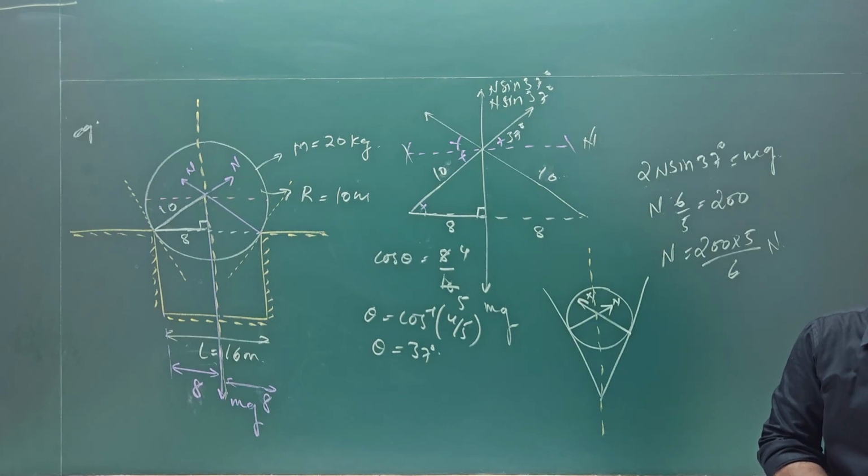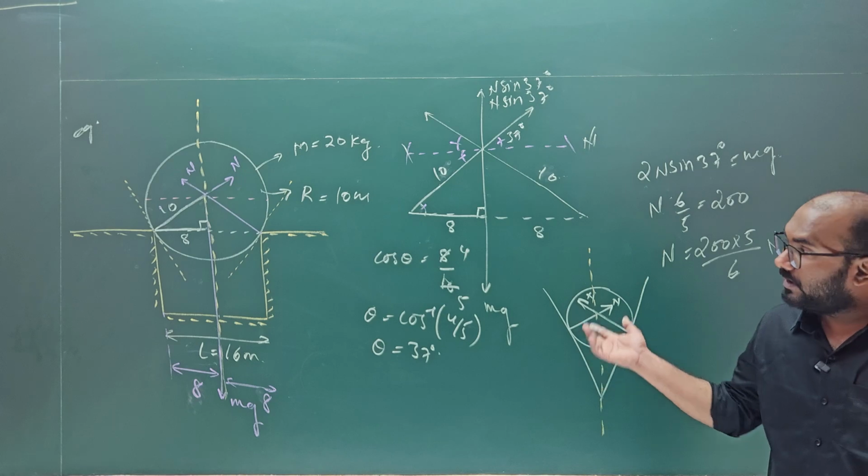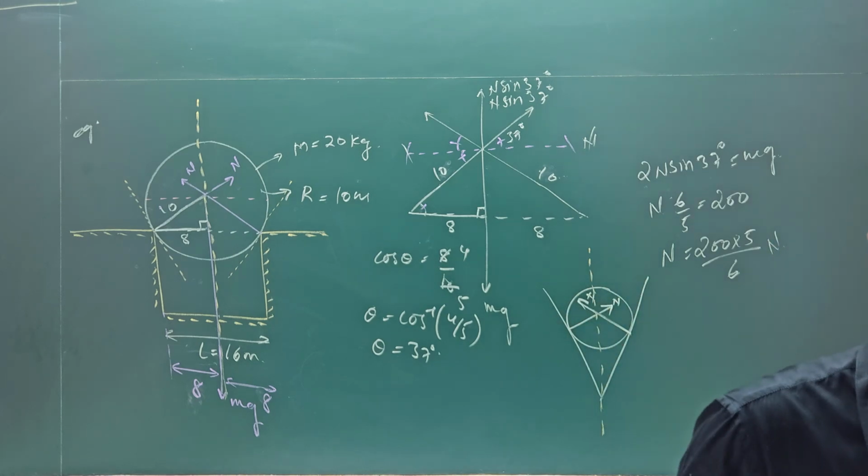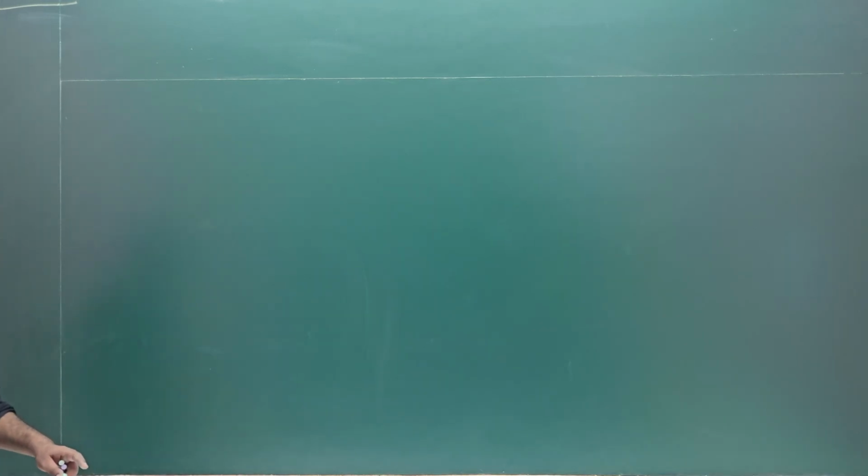ठीक है, आई बात समझ में? क्वेश्चन कर लेंगे क्या उस पे? Okay, someone rub the board fast. Let us draw the asymmetric system so that we can have different values of normal.